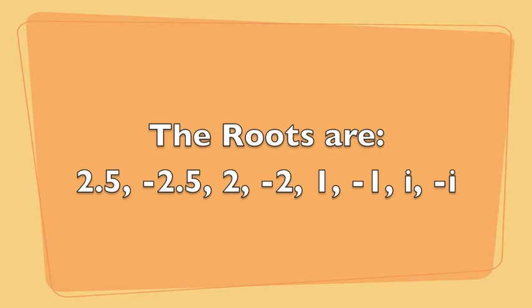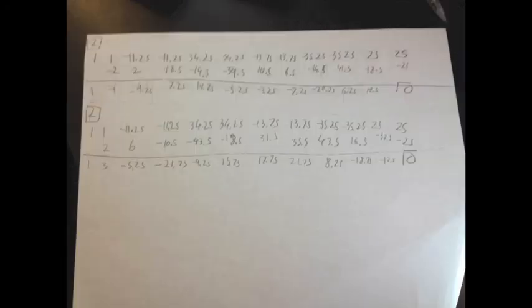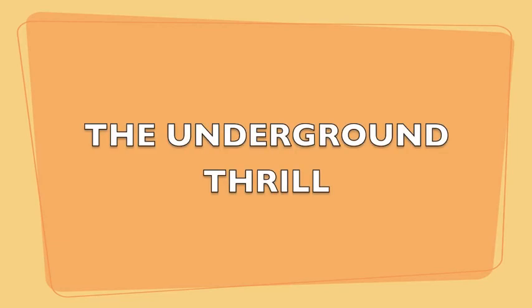The roots are 2.5, negative 2.5, 2, negative 2, 1, negative 1, I, and negative I. We tested these roots using synthetic division. Here you can see hours and hours of work shown within the span of 8 seconds. We've decided to call this ride the Underground Thrill because of the drop.